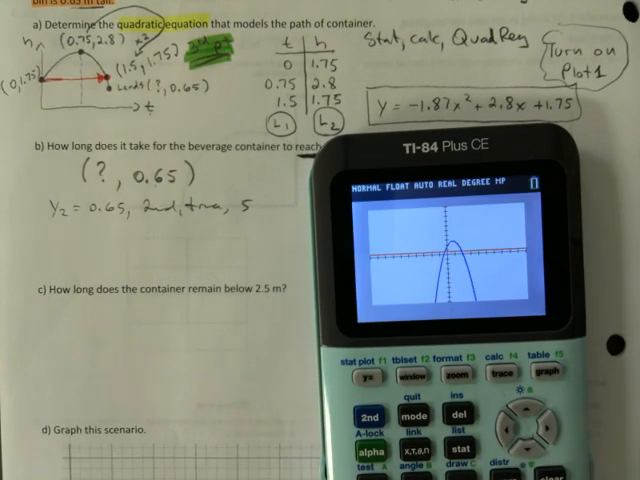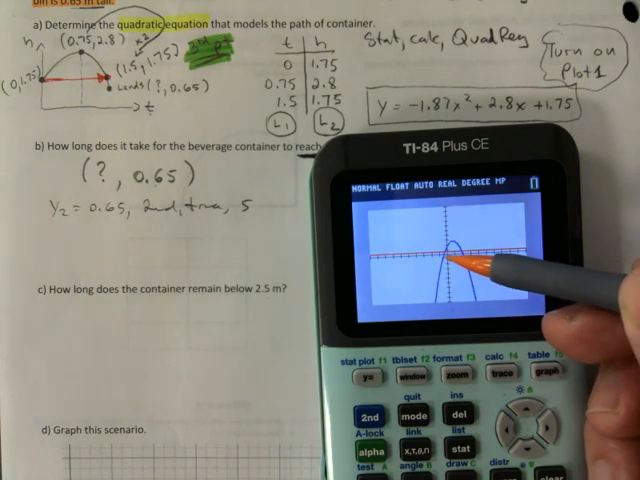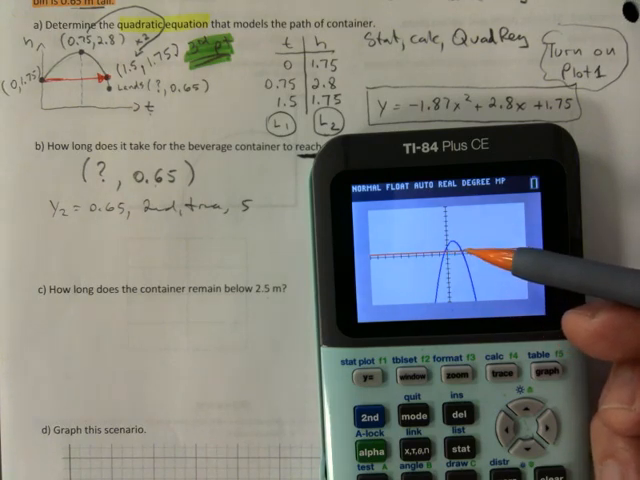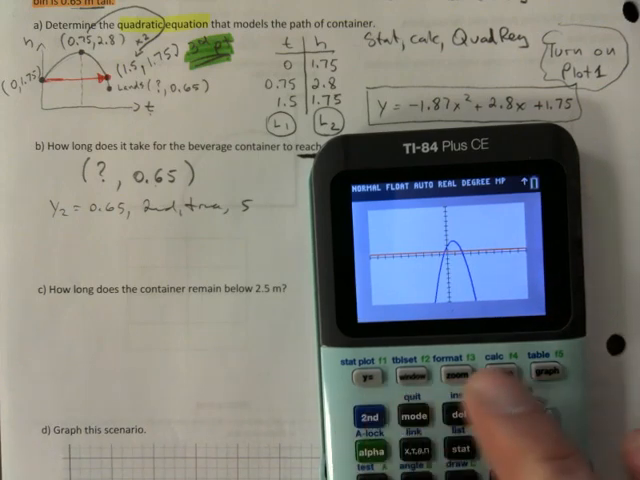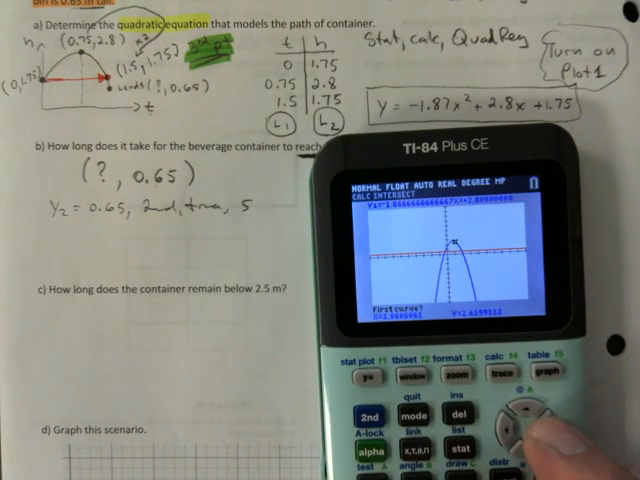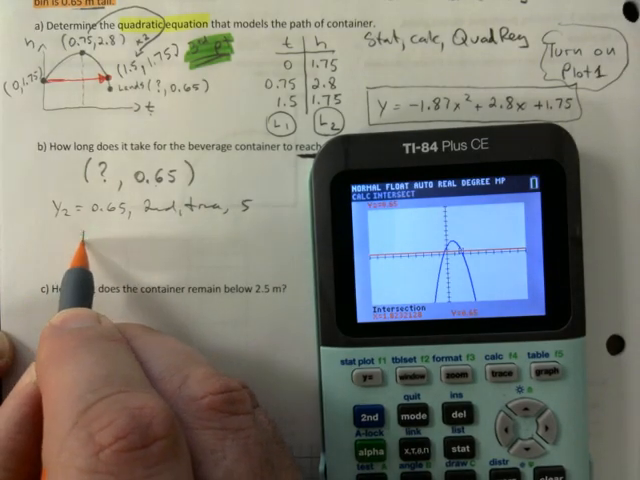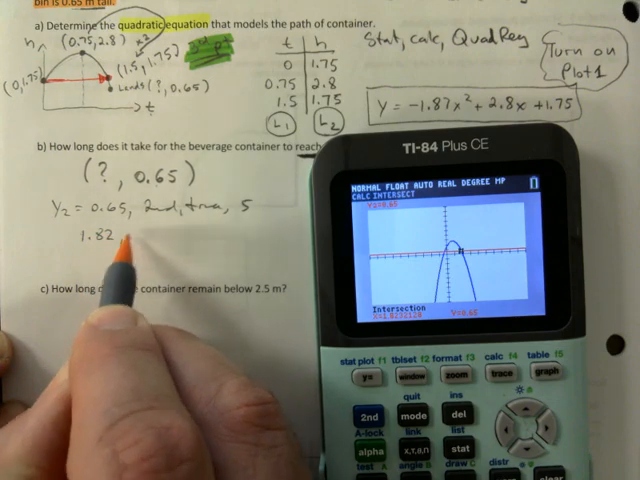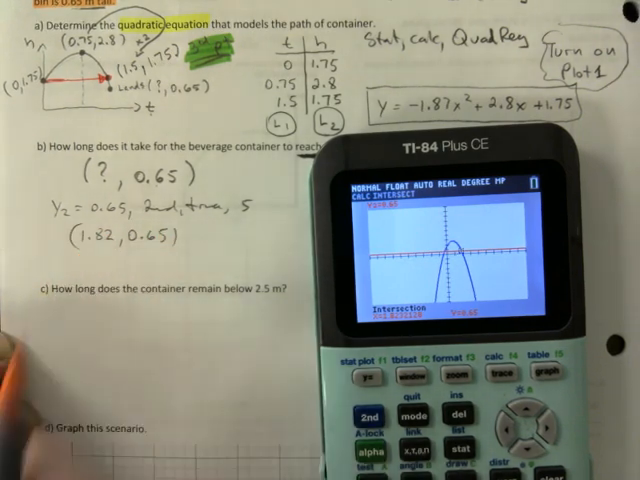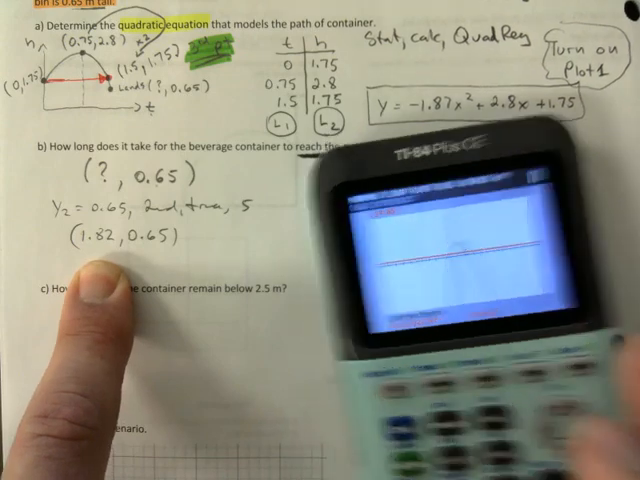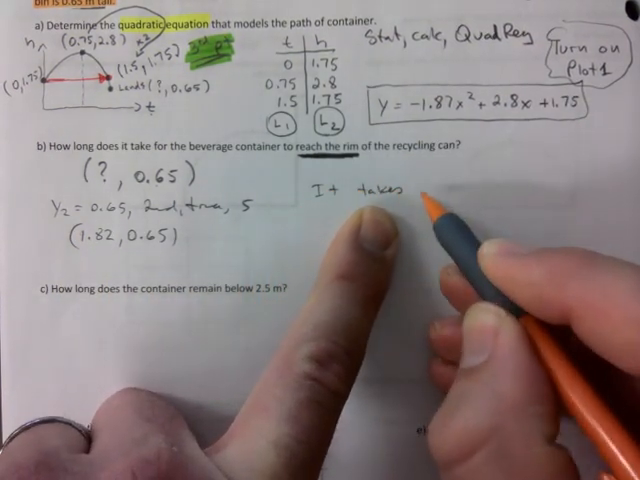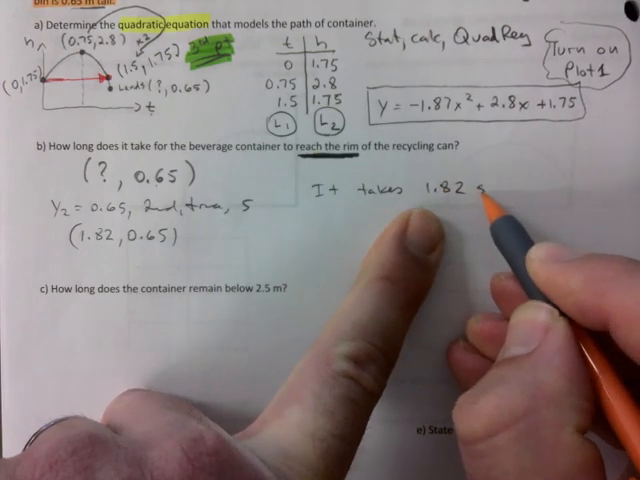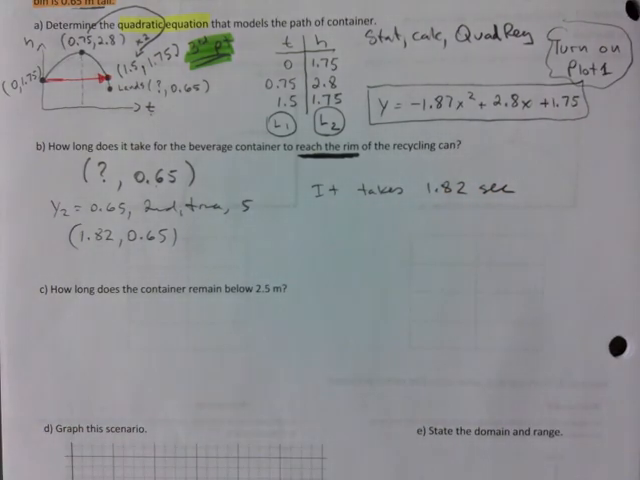There it is. And remember, you don't care about the negative instance here, you just want the positive. So from time 0 till it gets there. So second trace 5. I only care about that one over there. Enter, enter, enter. That's 1.82, 0.65. That's the intersection. So it takes 1.82 seconds. You're done.